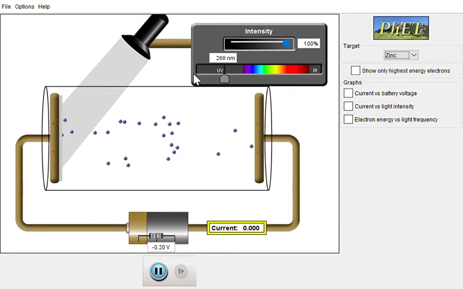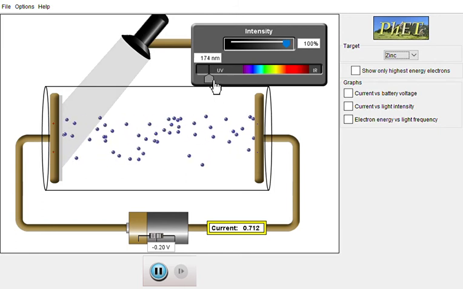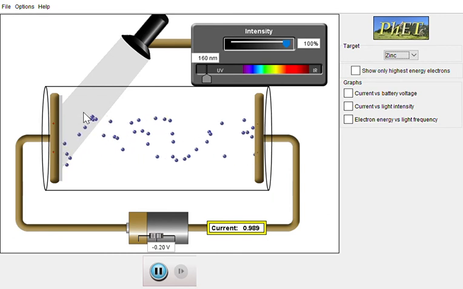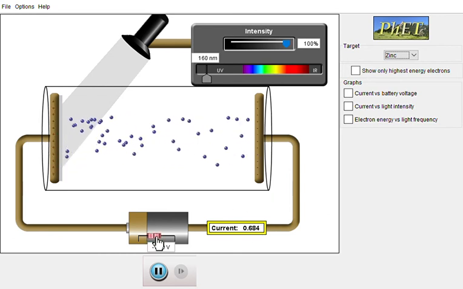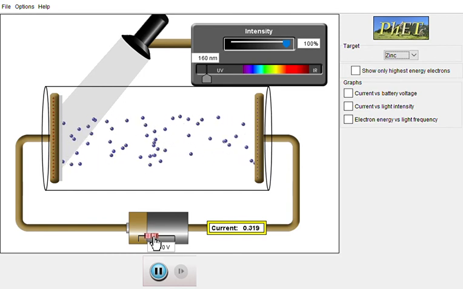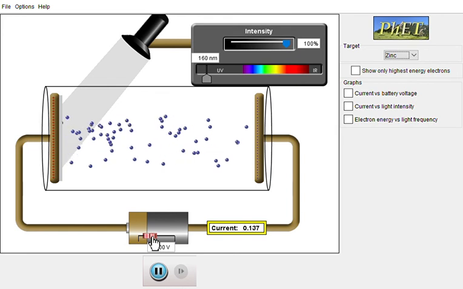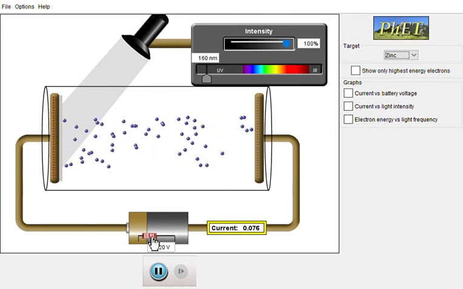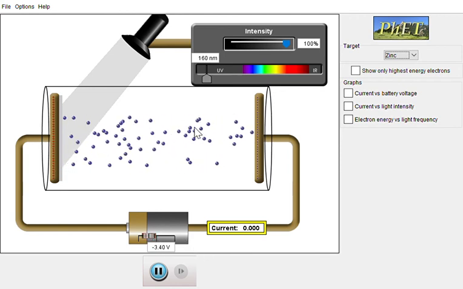You're going to collect 7 pairs of data. Just to show you how this works, I'm going to select another wavelength, a much shorter wavelength, higher frequency. You can see that a lot more electrons are being emitted, and I'm going to have to increase the potential negatively to bring the current down to 0. So I just want the minimum voltage required to bring that current to 0. There it is, there, minus 3.4.